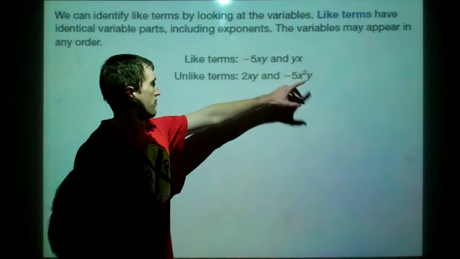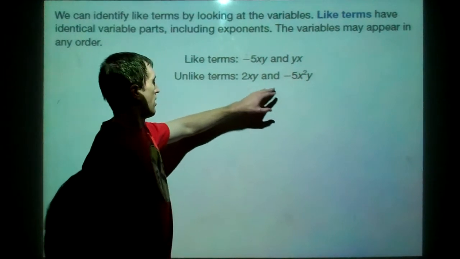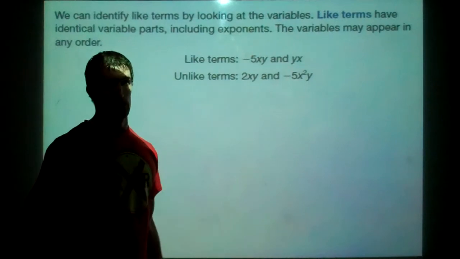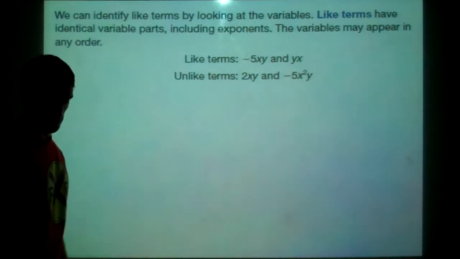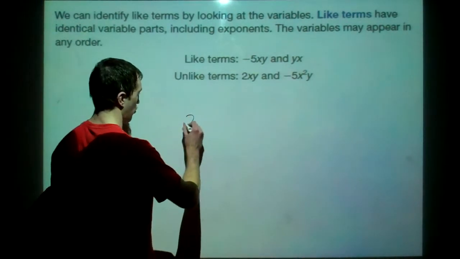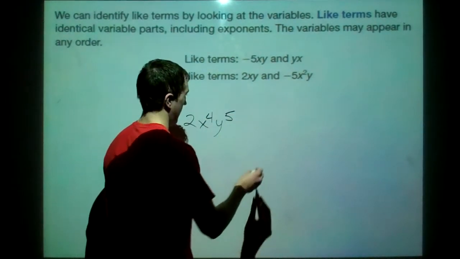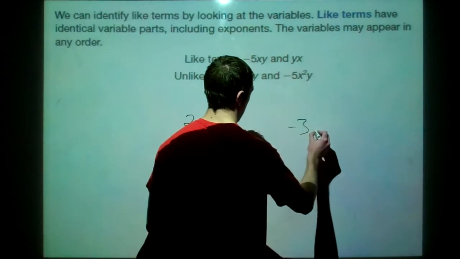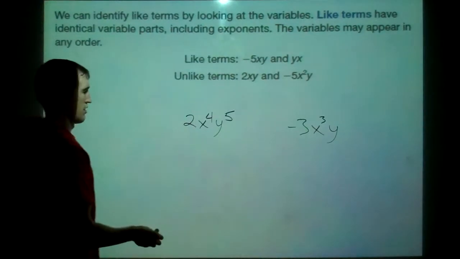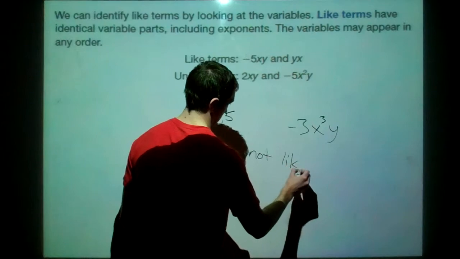Okay? So if you see different terms that are squared or cubed or to the fourth power or anything like that, they have to look identical. The variables have to look identical. The order doesn't matter, but let's look at something like 2x to the fourth, y to the fifth, and negative 3x to the third, y. These are not like terms.